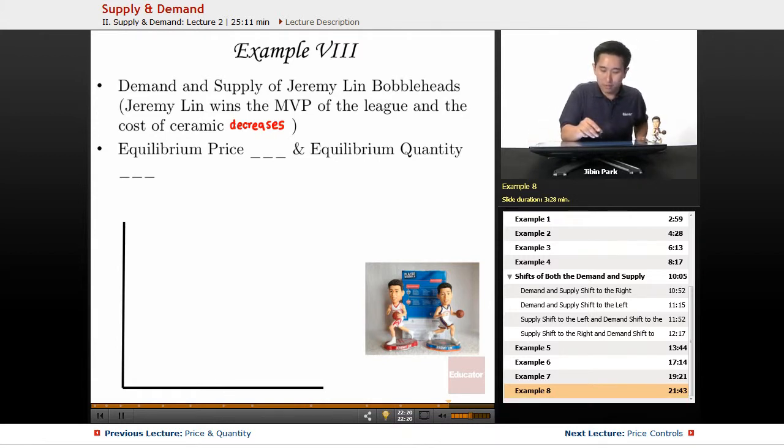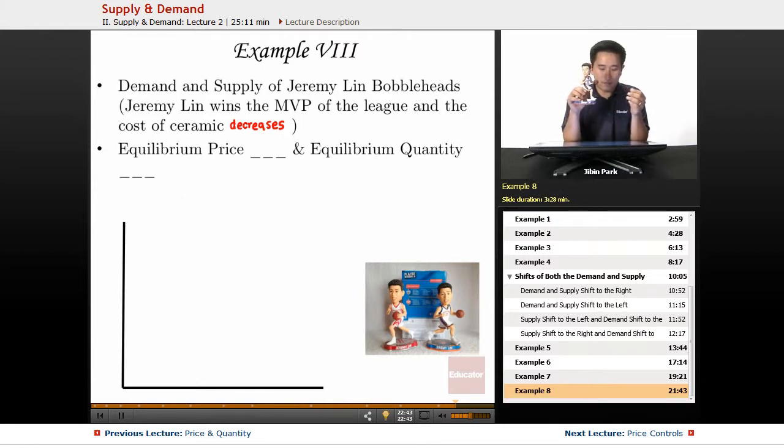So demand and supply of Jeremy Lin bobbleheads. For those that don't know what a bobblehead is, here's actually a bobblehead. It's a Jeremy Lin bobblehead. This was a bobblehead that came shortly after the Linsanity period. He no longer plays for the New York Knicks anymore. He's moved on. But this is a bobblehead that commemorates his time when he was playing in New York.